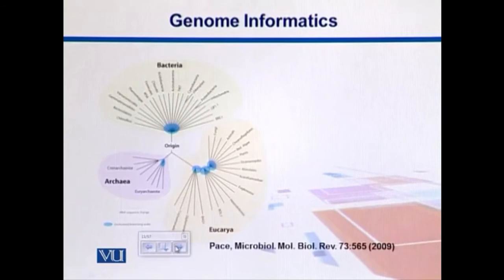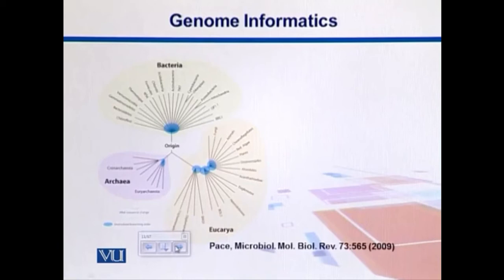In this diagram we see a universal tree of life that has been made with the help of the structures of the small ribosomal RNA unit. It divides all living organisms into three groups. We have bacteria at the top, we have archaea, special organisms which live under harsh conditions, and then we have eukarya, which is obviously the biggest among all.